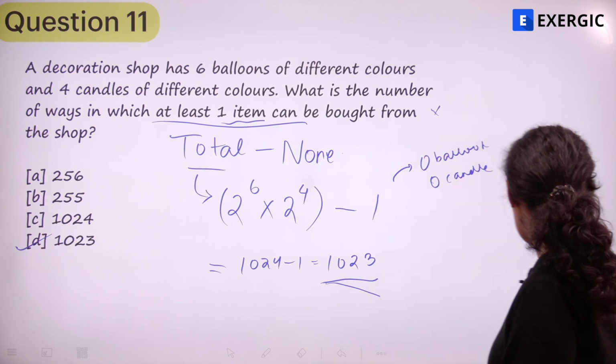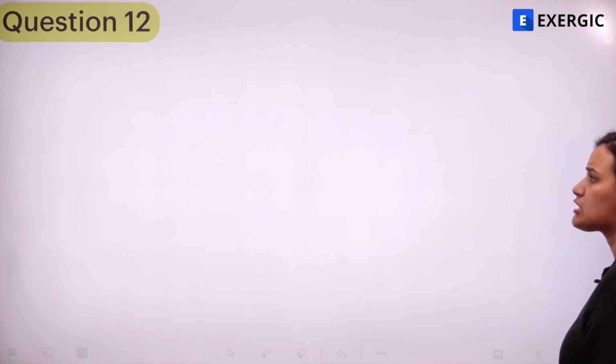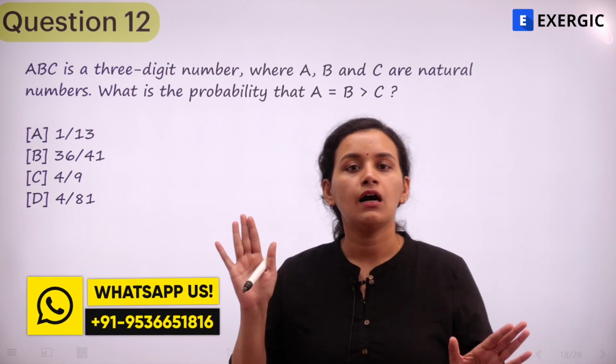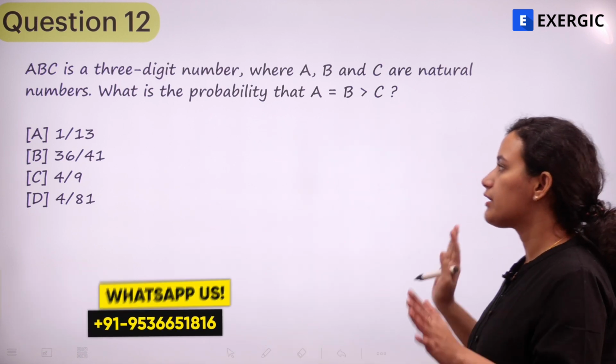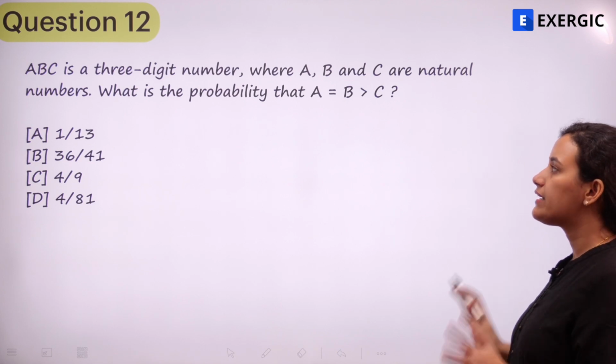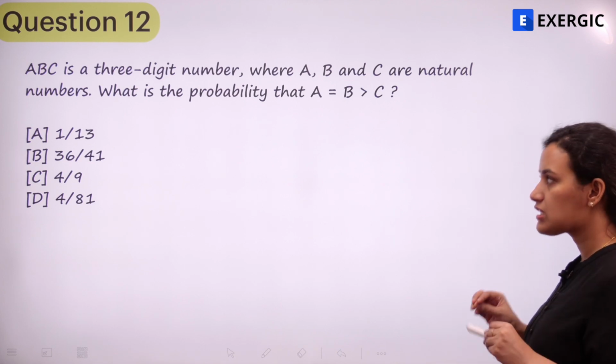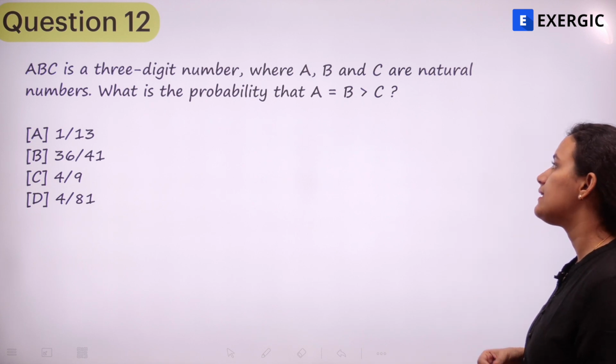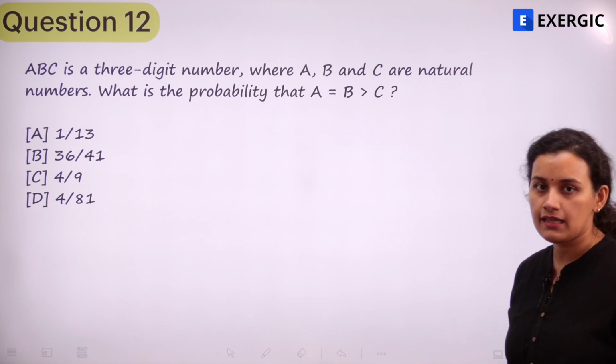Moving on to the next question. Next question is a probability question. Simple, easy probability question. Pause the video, read the question, give it a try. So ABC is a 3-digit number where A, B and C are natural numbers. Point to note, natural numbers. What is the probability that A equal to B is greater than C?